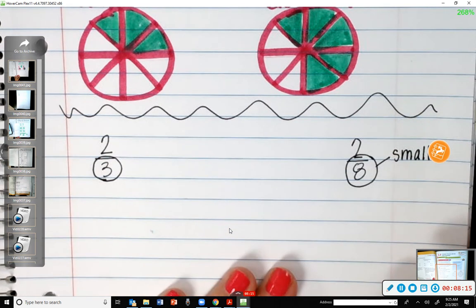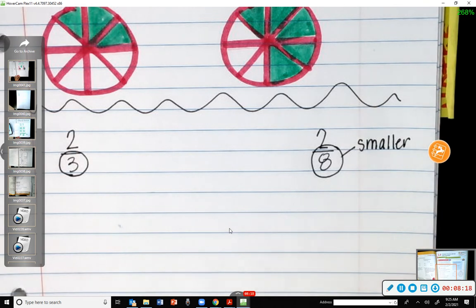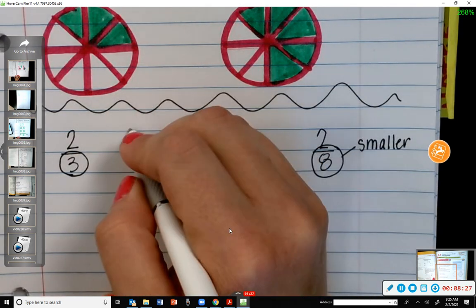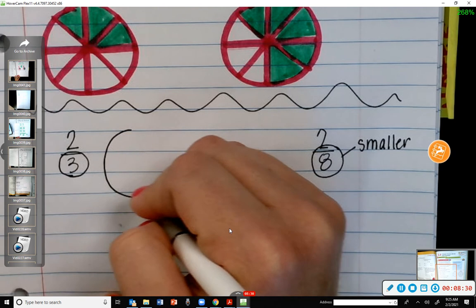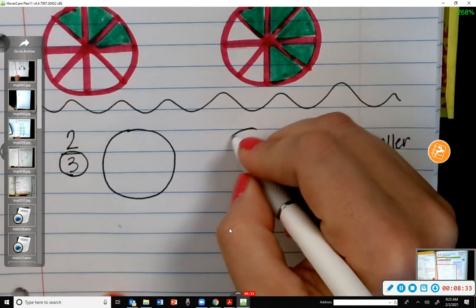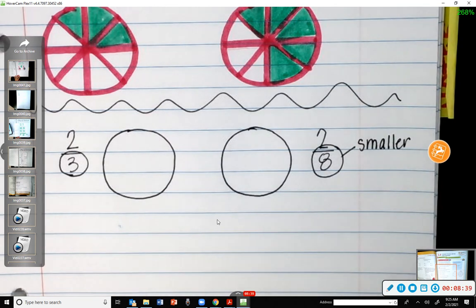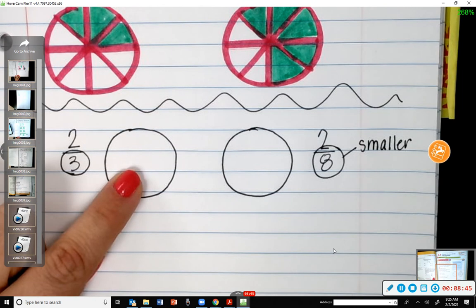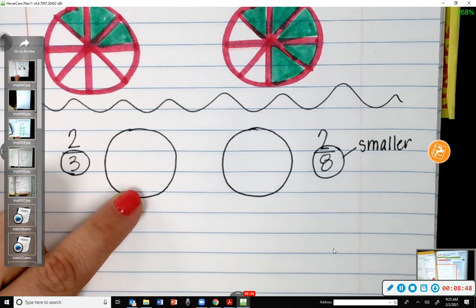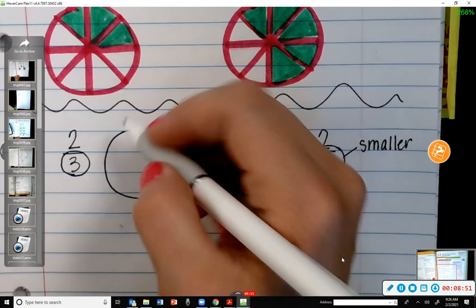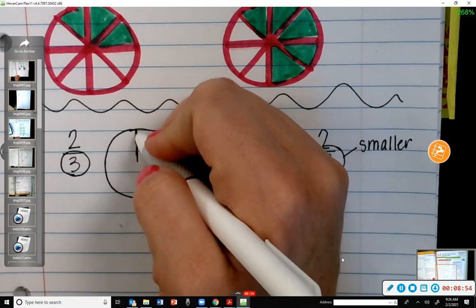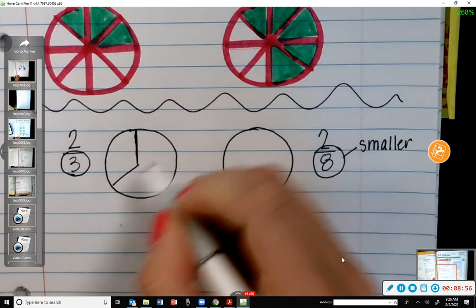Okay, so let's look at it as pizza, because that's probably the most commonly used example. Pizza, pie, apple. Okay, so I'm going to try my best to draw equal wholes, meaning our circles need to be the same size. We can't compare them if our wholes are not equal. Now I need to cut this one into how many pieces? 3 pieces. Okay, so remember that looks like a peace sign. We go down about halfway and then out.